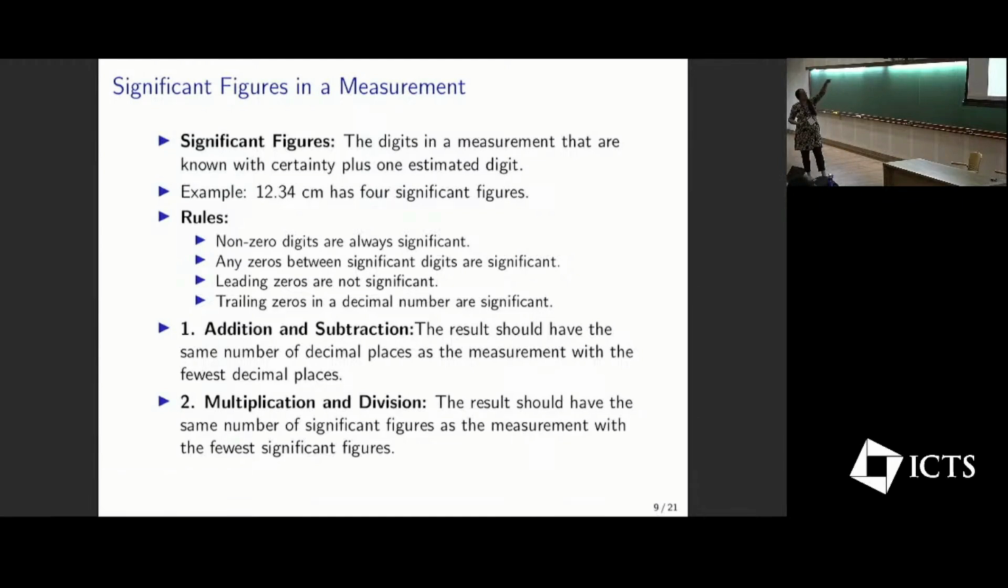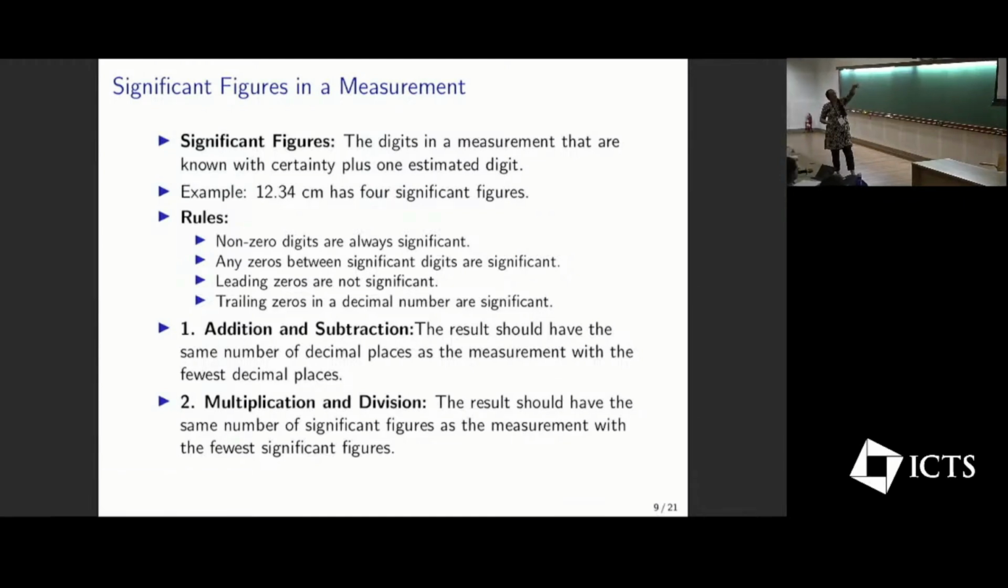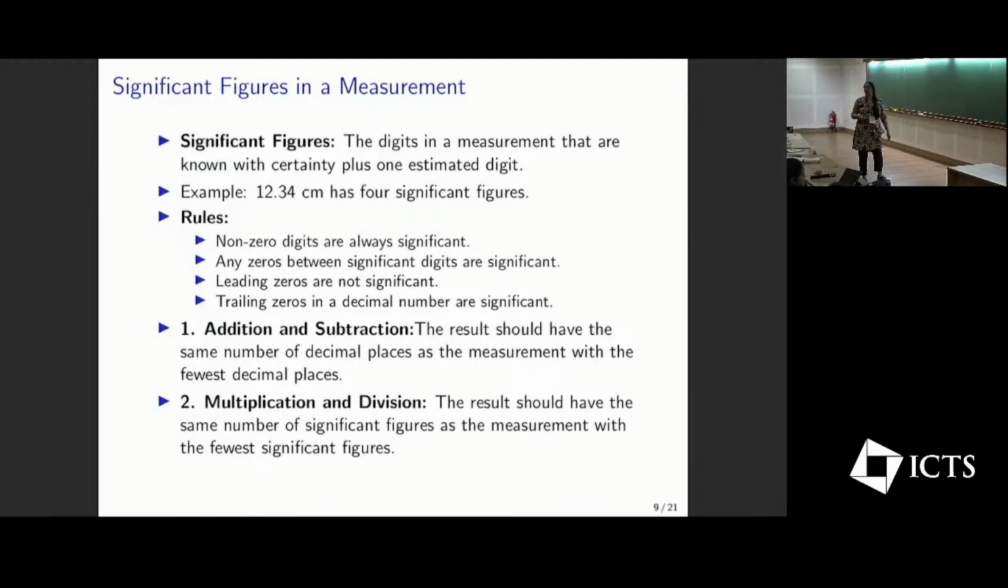Just in case you didn't know this, in addition and subtraction of two numbers, the sum should have the same number of decimal places as the fewest decimal places. Similarly, in multiplication and division, you will choose the result to have the same number of significant figures as the measurement with the lowest number.